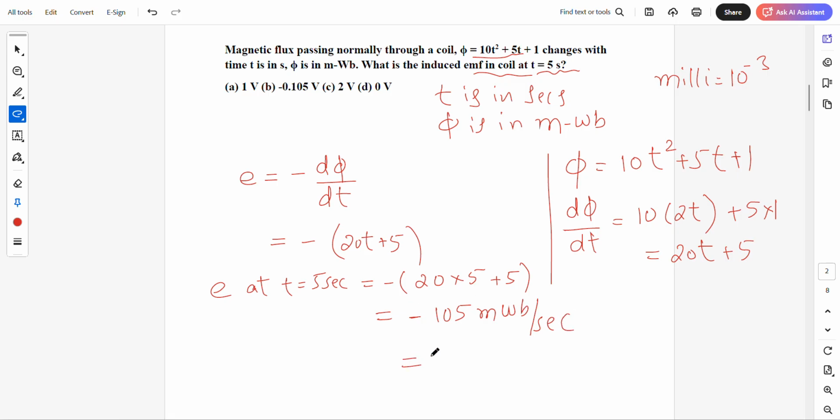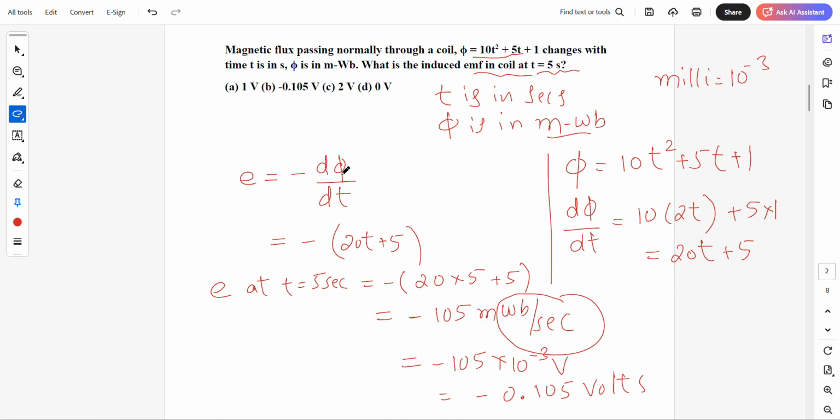What is webers per second? It is nothing but volt. That is equal to minus 105 into 10 to the power of minus 3 volts. That is nothing but minus 0.105 volts, the right answer, because they have given phi in milliwebers.